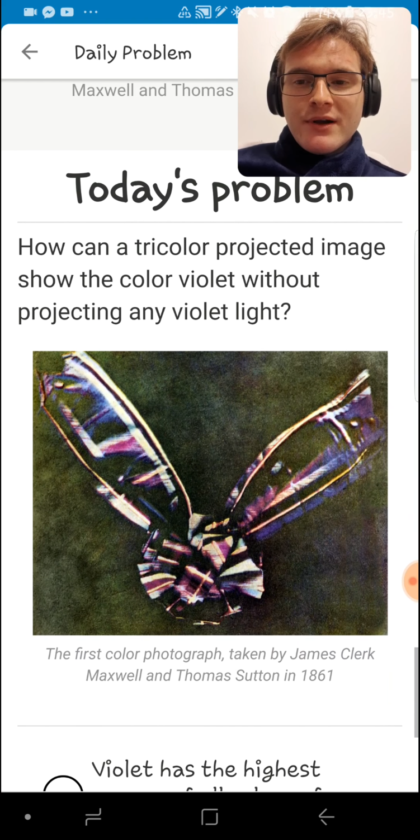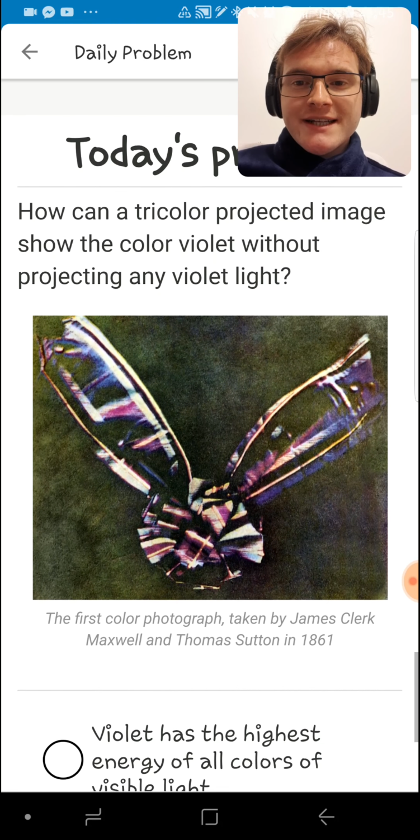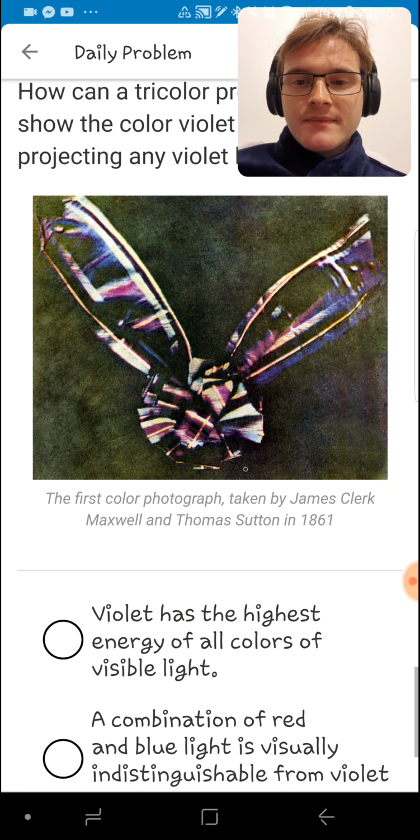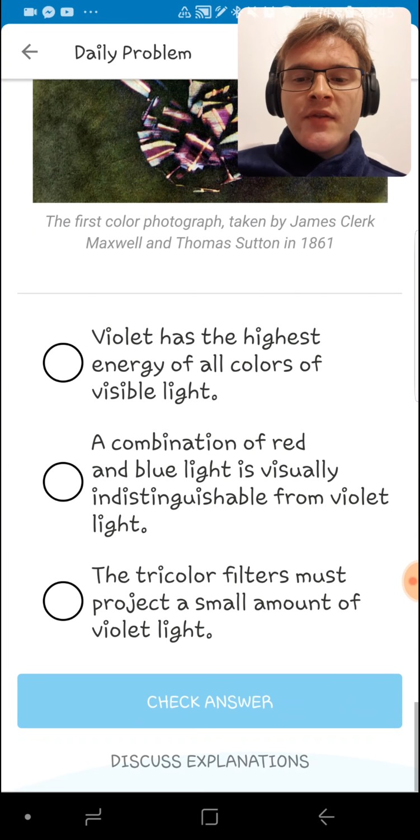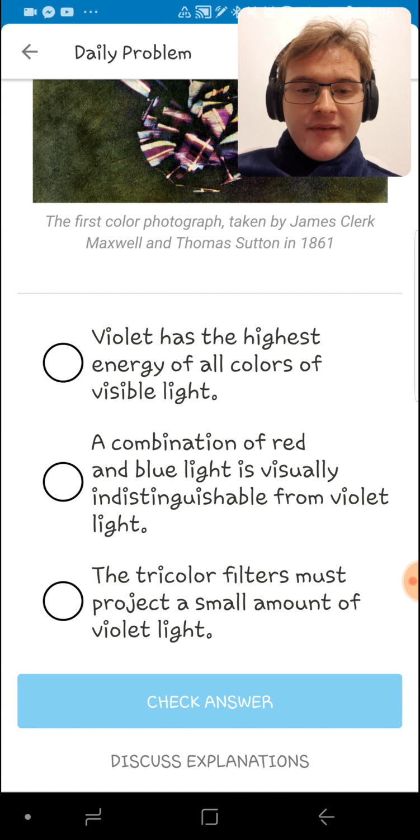Today's problem, so what have we got here? How can a tricolour projected image show the colour violet without projecting any violet light? There's the example there. So our 3 options are as follows. Make sure I'm recording. It says violet has the highest energy of all colours of visible light. That's true, but doesn't actually explain why merging these 3 colours together would do that.